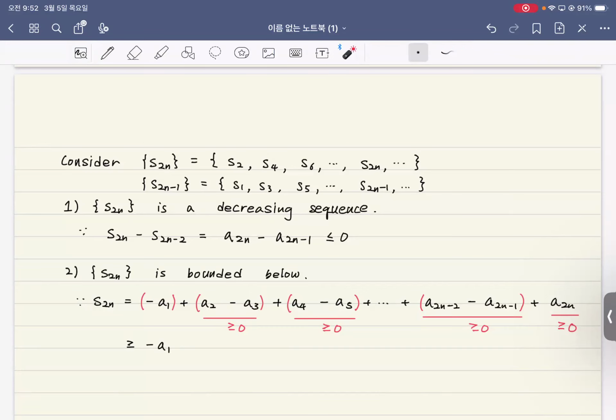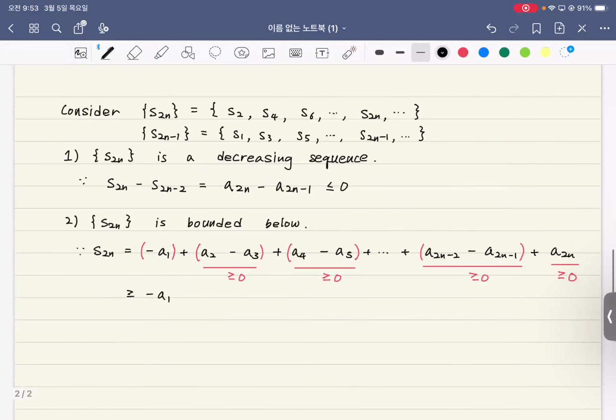Now, this guy is decreasing and bounded below. And when I say that, the monotone convergence theorem should appear automatically in your mind, right? Therefore, this first subsequence is a convergent sequence. I'm going to do exactly the same thing for the second subsequence.